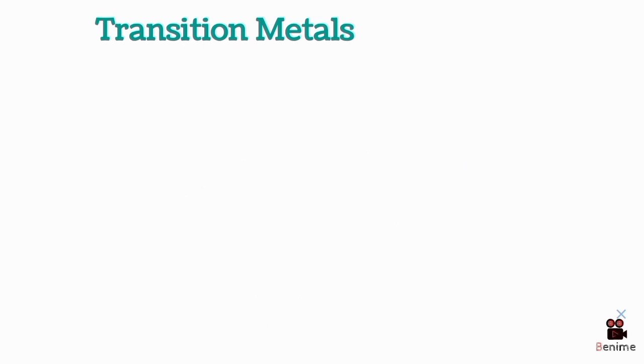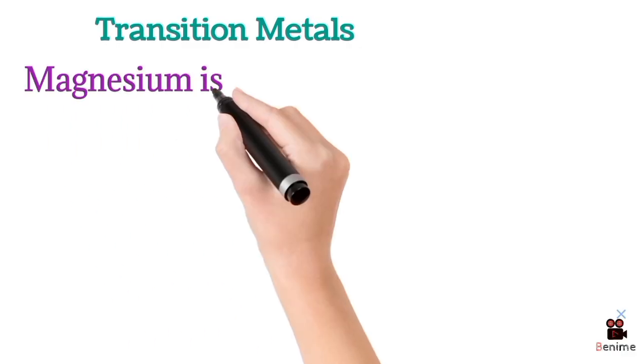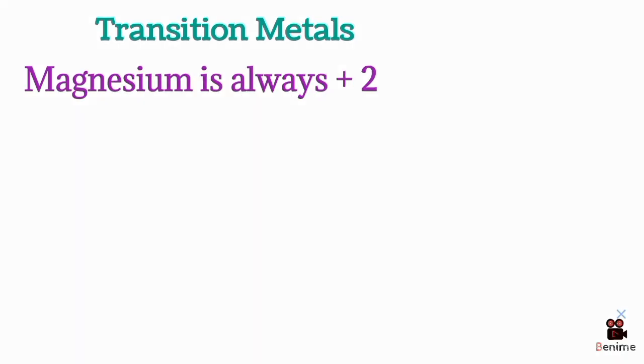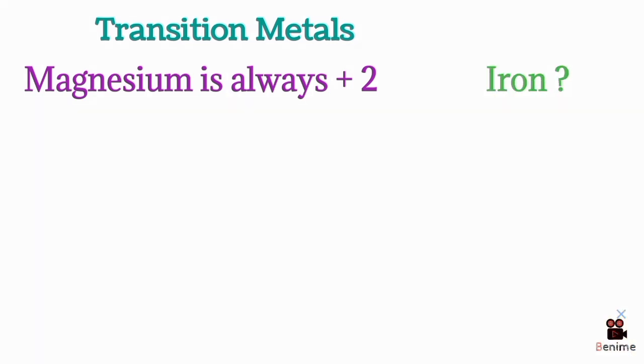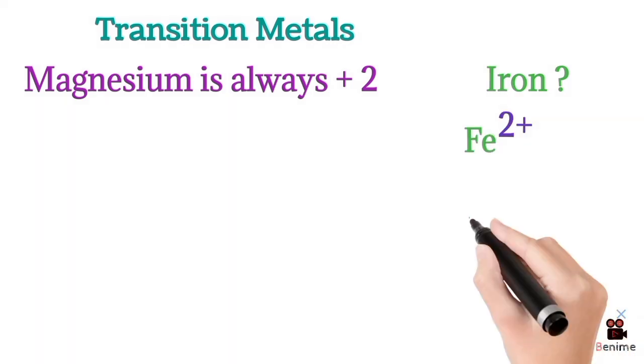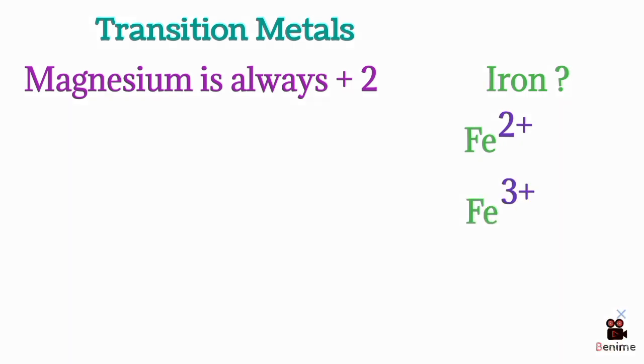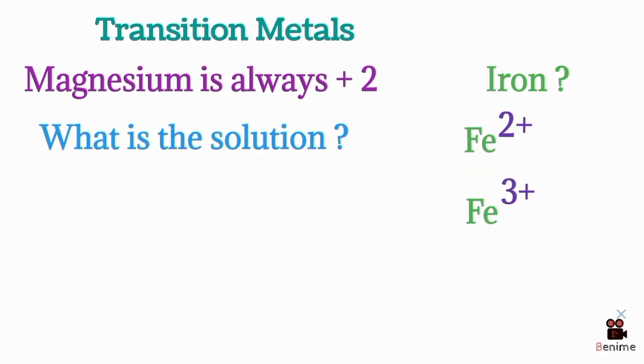In the main groups, the rule is strict. Magnesium is always +2. It never changes. But iron is moody. Sometimes it shows up with a 2+ charge and becomes iron 2+, and sometimes it shows up with a 3+ charge and becomes iron 3+. Because of this, we cannot just say iron chloride, because nobody would know which version of iron we are talking about. So, what is the solution?